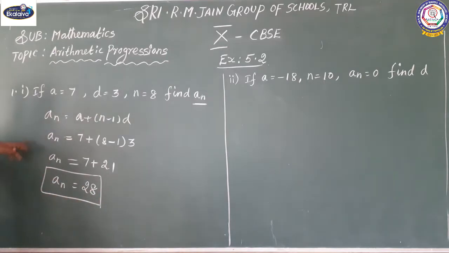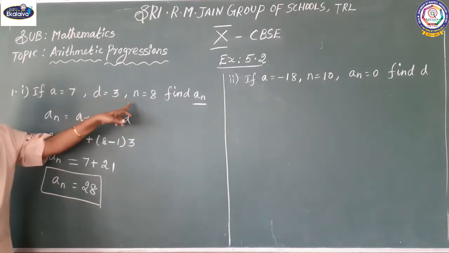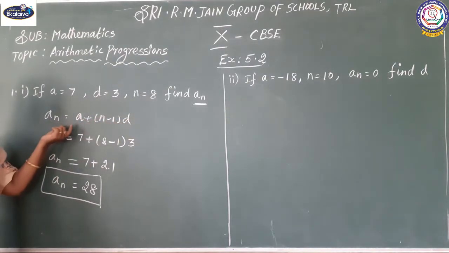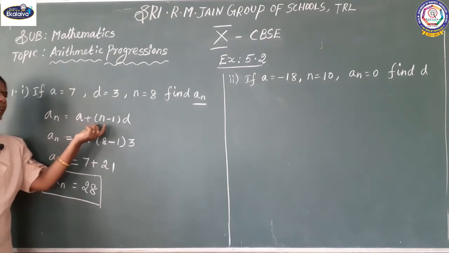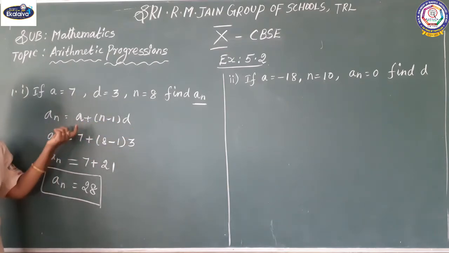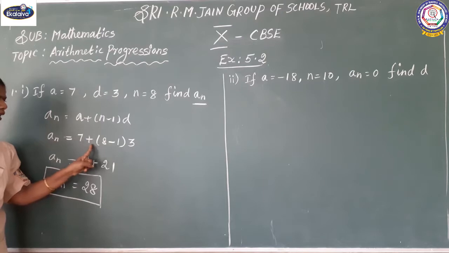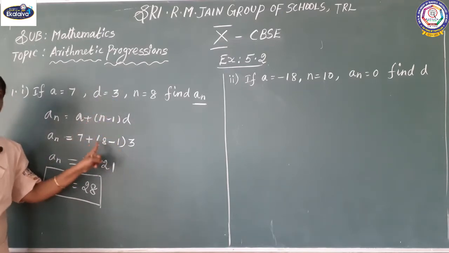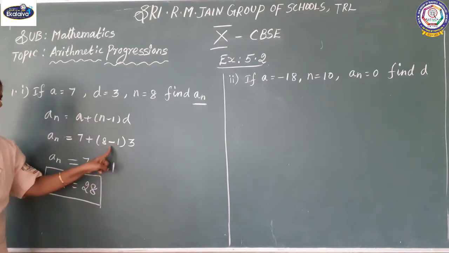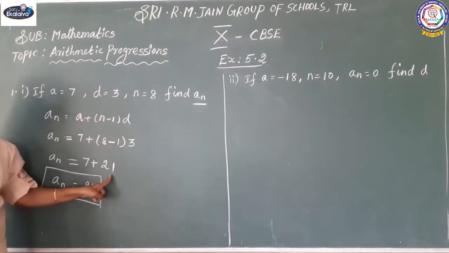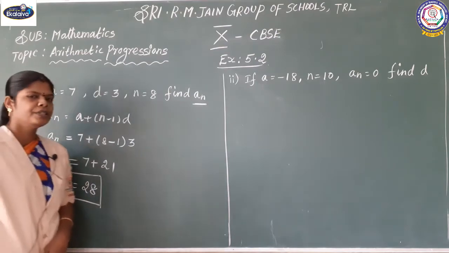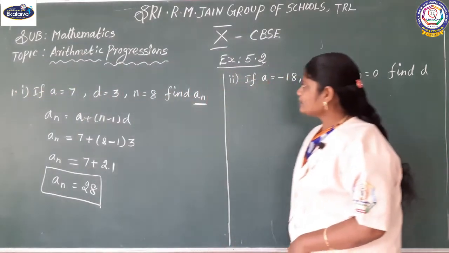I repeat this. a, d and n are given. We need to find an. So an equal to a plus n minus 1 into d. Just substitute the values: 7 plus 8 minus 1 into d value 3. So 8 minus 1 you get 7. 7 3s are 21. 7 plus 21 you get 28. You understand, children? See the next one.